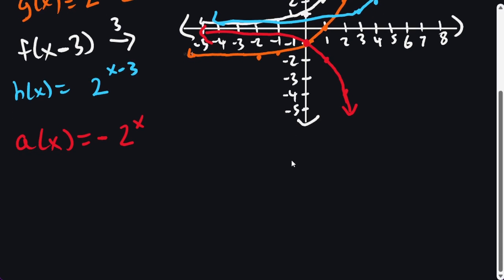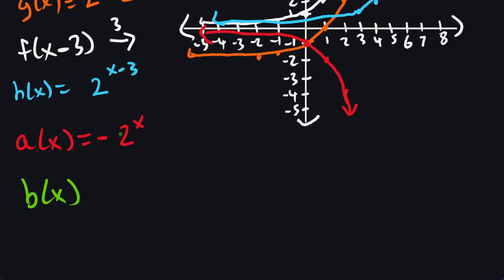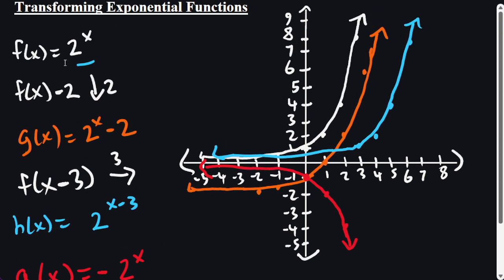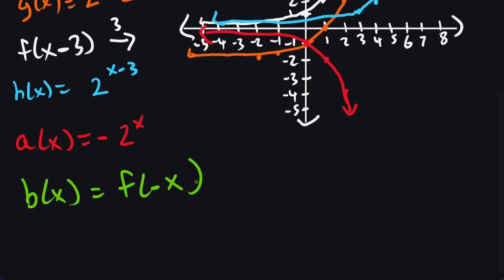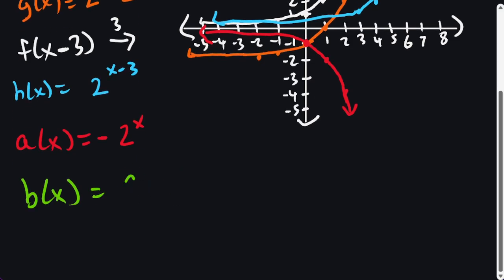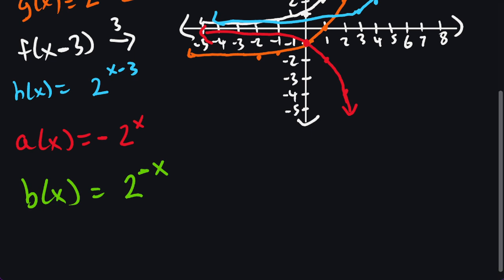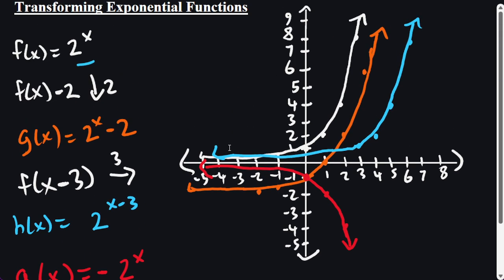If we want to reflect it over the y-axis, so let's say b of x, this is just f of negative x. So we know f of x is 2 to the x. F of negative x is 2 to the negative x. So how do we graph b of x, 2 to the negative x? All we have to do is now make the x-coordinate negative.